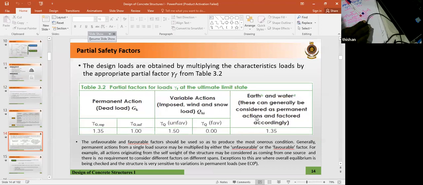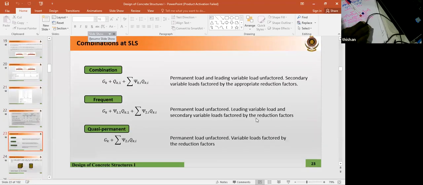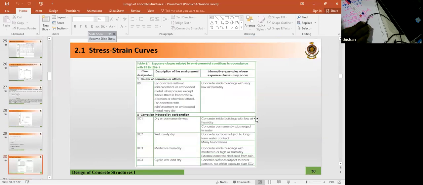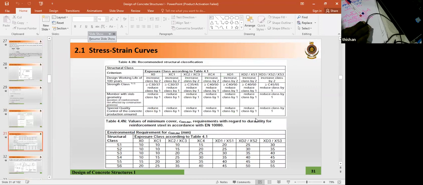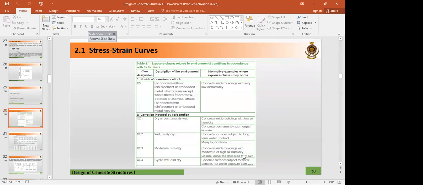Now I will look at the durability table, and I will explain how the Eurocode deals with the cover requirements. So if you look at the Eurocode, can you see the Eurocode extract? Yes, sir, we can see.